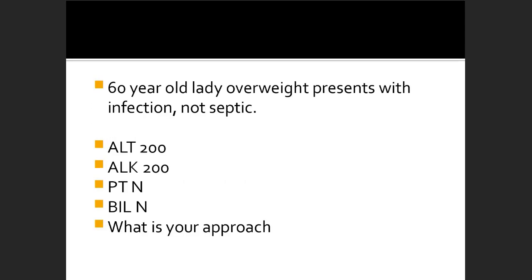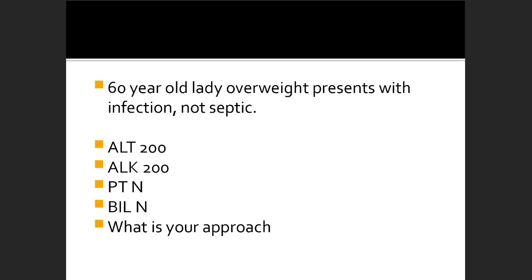I can't remember these cases now. A 60-year-old woman, overweight, presents with an infection, not septic. Gosh, I can't remember. So the ALT is a bit high, isn't it? Certainly higher than I would expect for non-alcoholic fatty liver disease. Definitely higher than alcohol. She's presented with an infection, right? So the history would really go along with biliary sepsis.